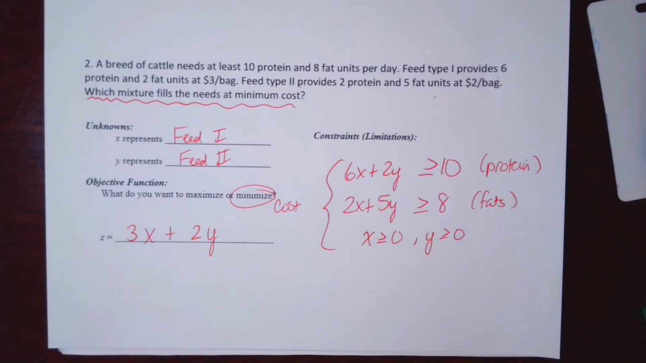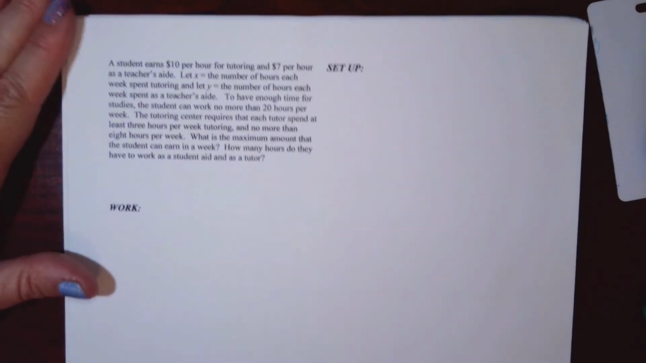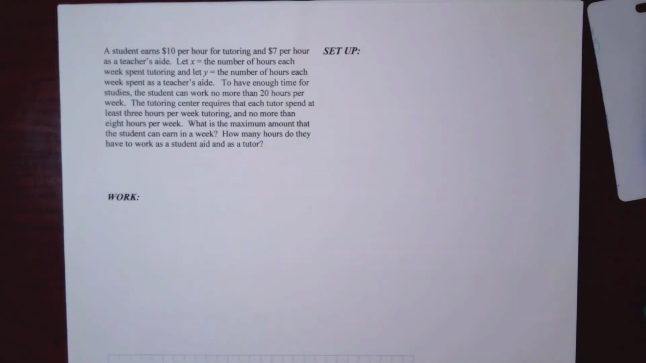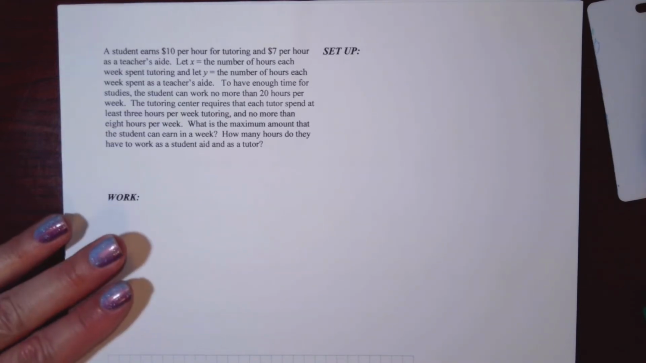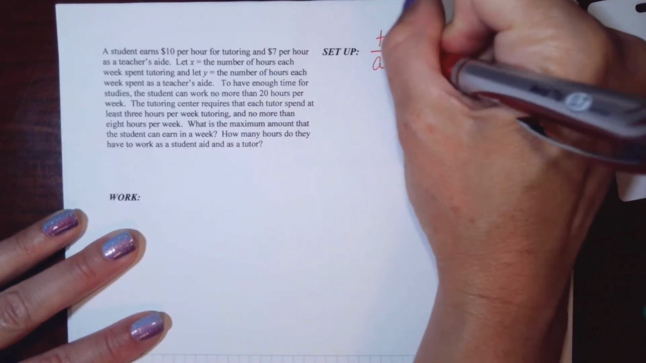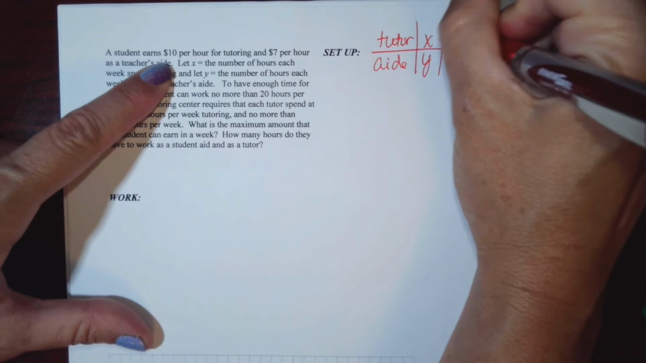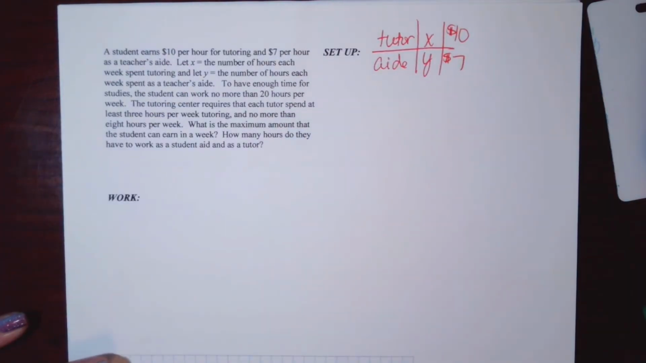All right, now we're not gonna actually graph and put everything together for any of those. We're gonna do a separate problem. This last page of notes. We're gonna do all the things here, put all of our steps together, and we're gonna figure out. Well, let's see what we're going to figure out. A student earns $10 an hour for tutoring and $7 an hour as a teacher's aide. Let X be the number of hours spent tutoring and Y be the number of hours spent as a teacher's aide. So, tutor is going to be X, aide is going to be Y. You earn $10 an hour for tutoring, $7 an hour for being a teacher's aide.